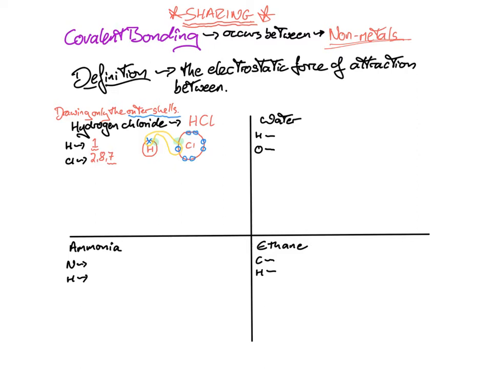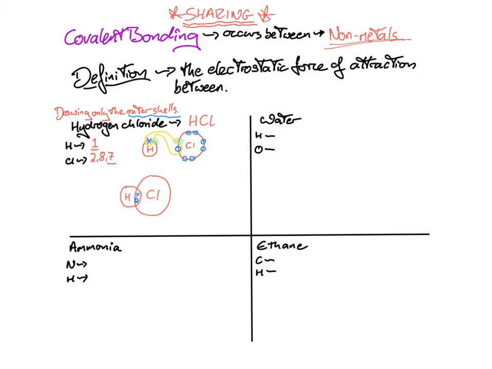Let's see what this looks like when we draw it out. So I've brought the two species together. Their outer shells are overlapping to show that they are going to be sharing electrons. Okay. Where are the electrons going to be shared? Well, there is a pair of electrons being shared there.